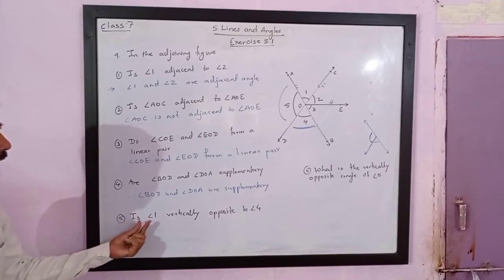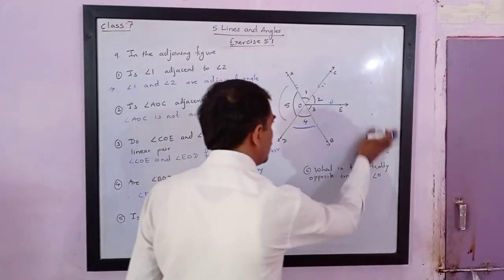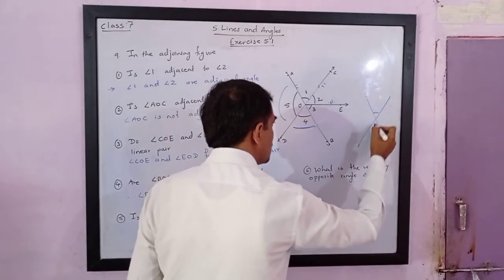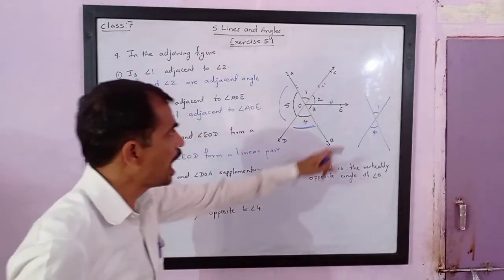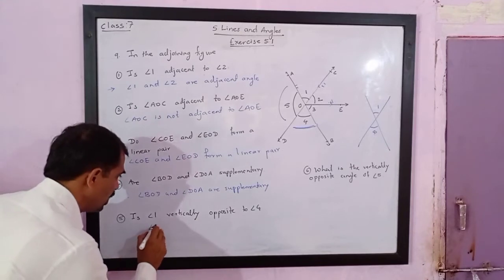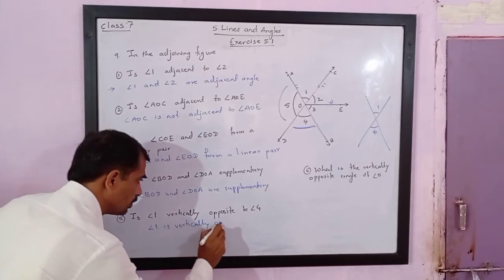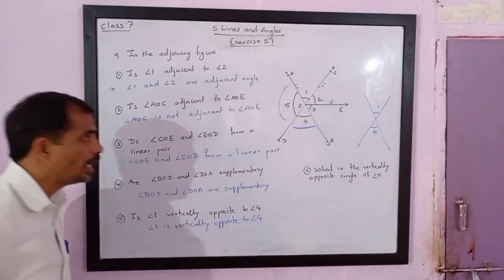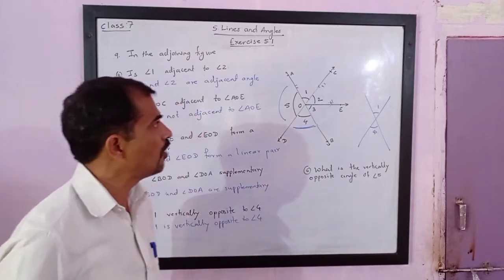Next question is, is angle 1 vertically opposite to angle 4? Please note, we have studied that vertically opposite angles are formed by the intersection of two lines. So these two lines intersect and we get angle 1 and angle 4. So angle 1 and angle 4 are vertically opposite to each other. Angle 1 is vertically opposite to angle 4.